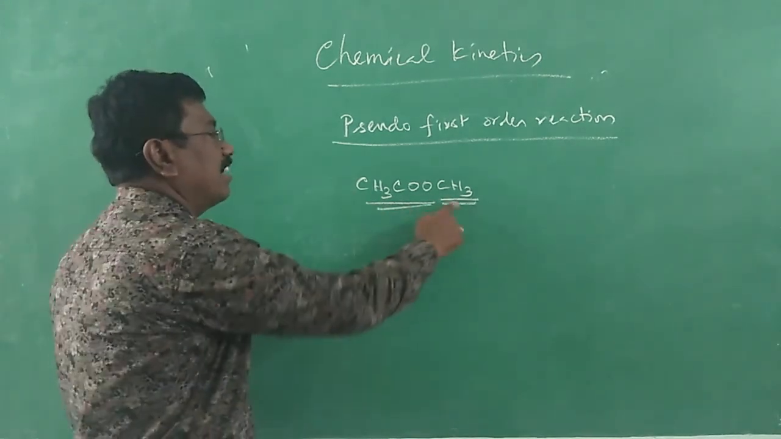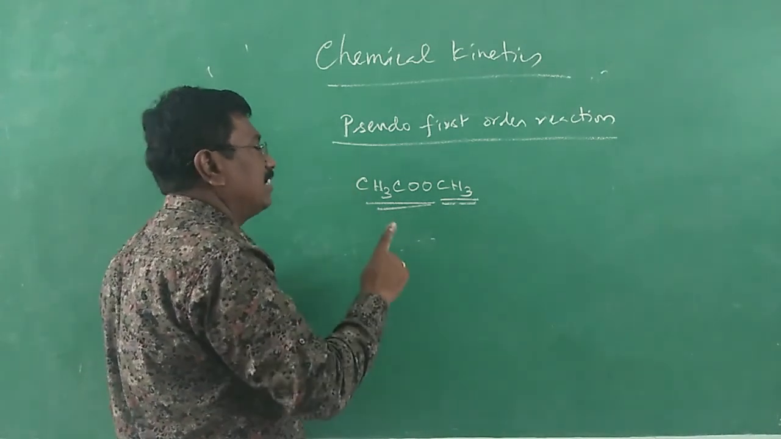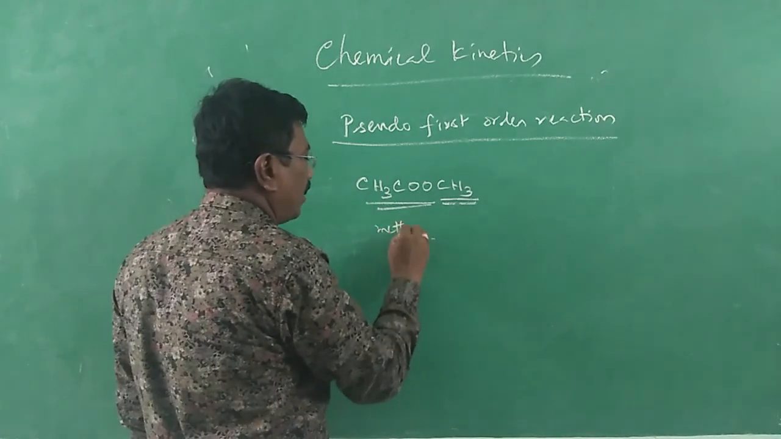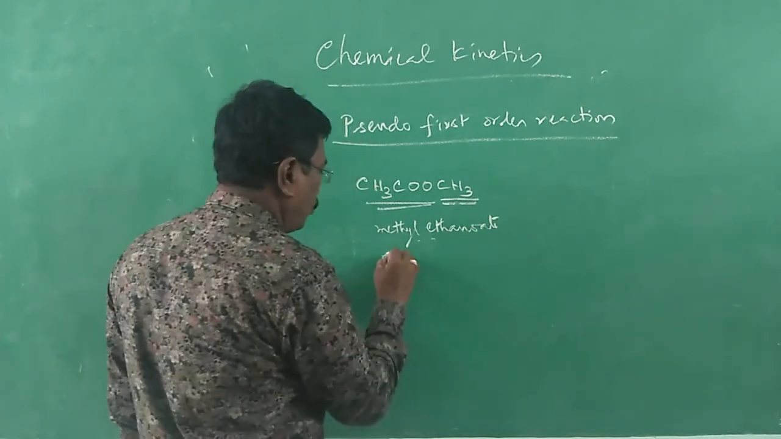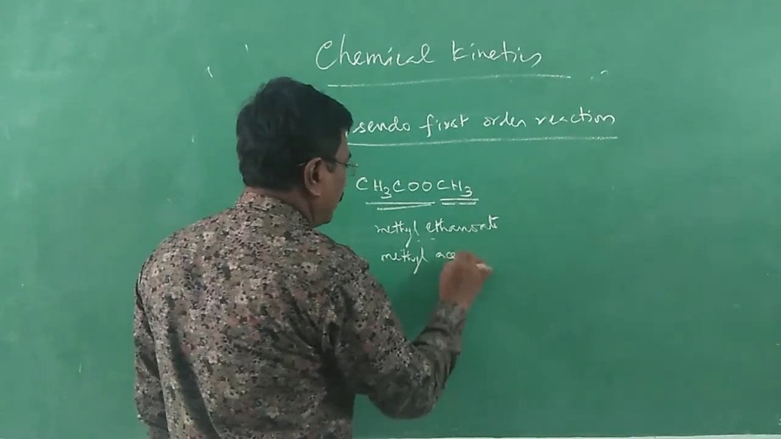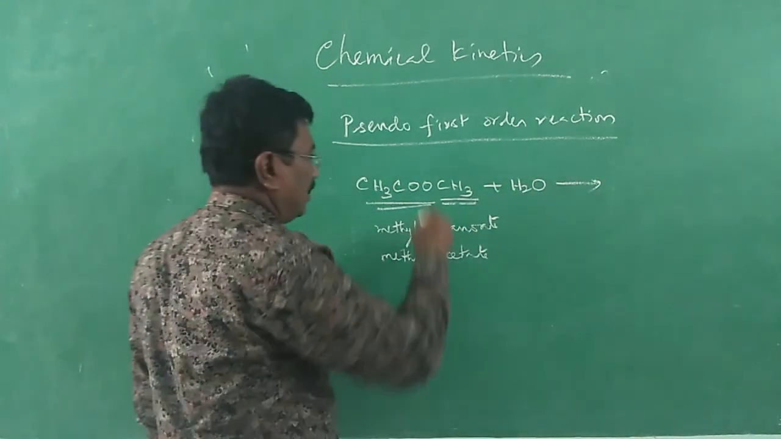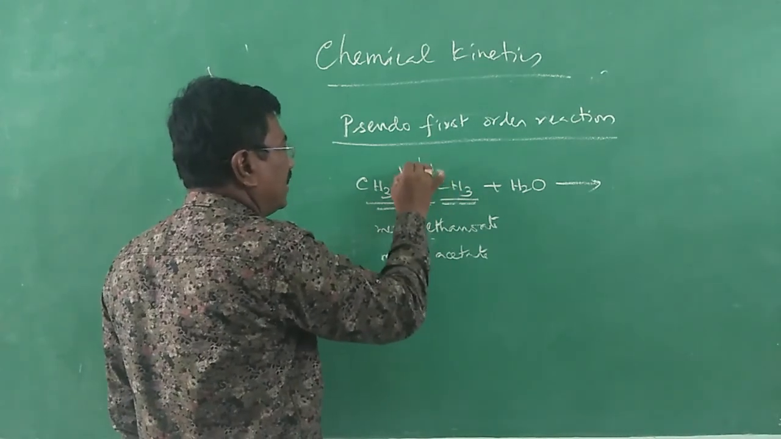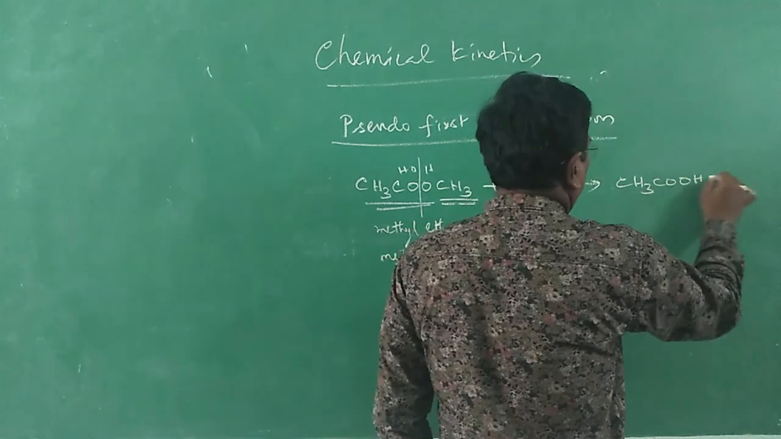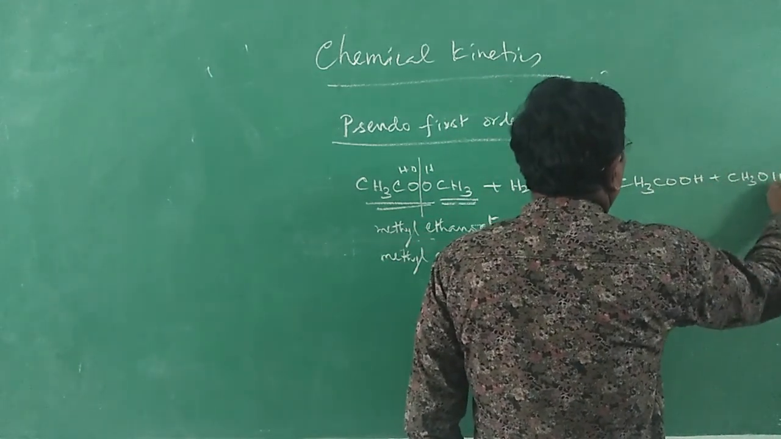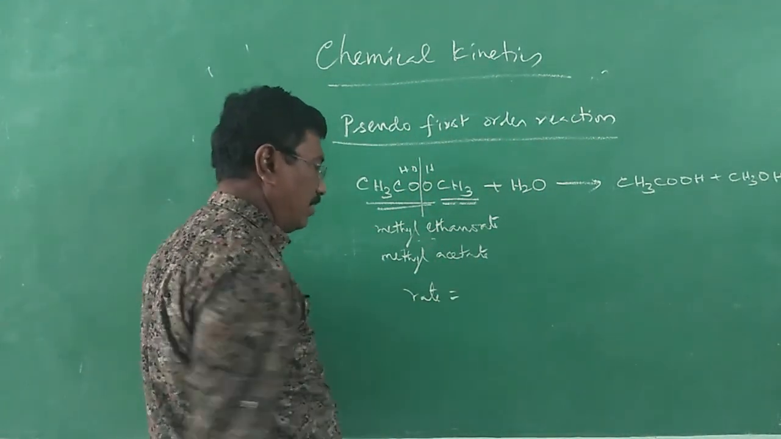Here it is ester, methyl acetate. The acetic acid IUPAC name is ethanoic acid, ethanoate. So methyl ethanoate I can say. So side by side we should know organic chemistry also, methyl acetate. When it is hydrolyzed in presence of an acid, it undergoes fission here to give acetic acid and methanol. Acetic acid and methanol. It is considered a second order reactant. The rate law may be rate is equal. The rate is directly proportional.